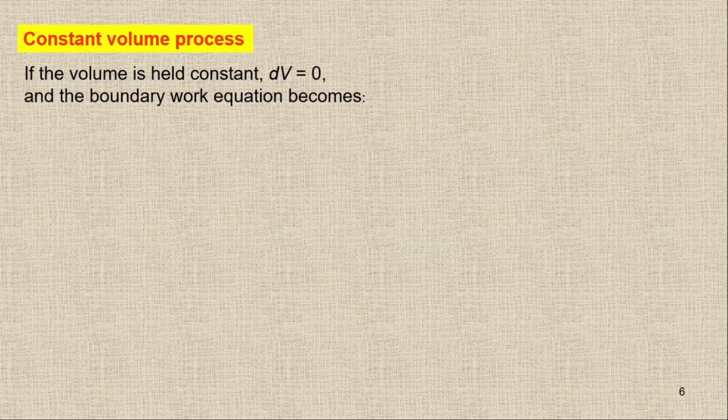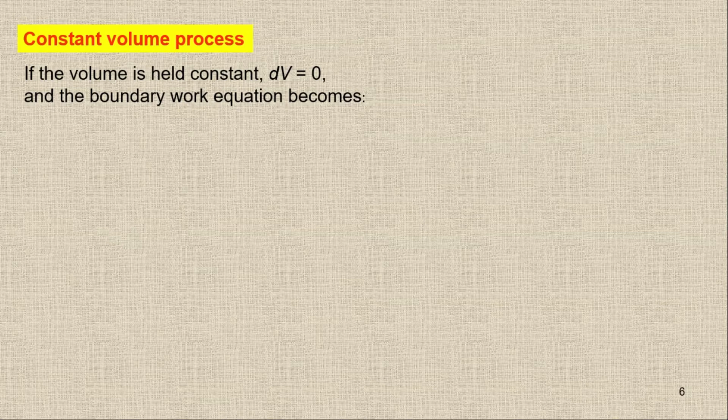Now, because we have a boundary work which is equal to the integral of P dV, here we have to define how we can find the boundary work for different cases. Let's suppose we have a constant volume process. Here, if we have a constant volume process, then dV, or the change in the volume, will be 0 because there is no change.